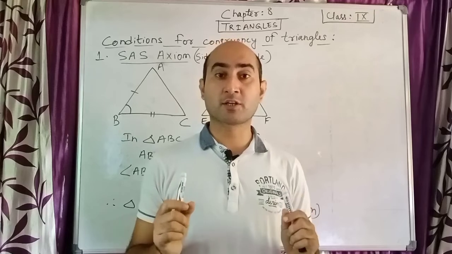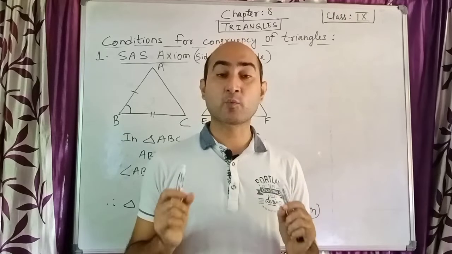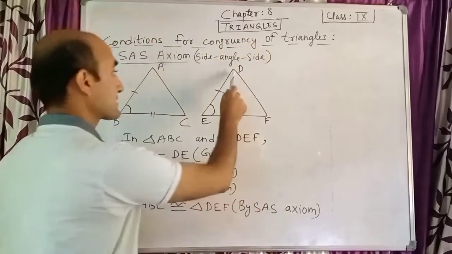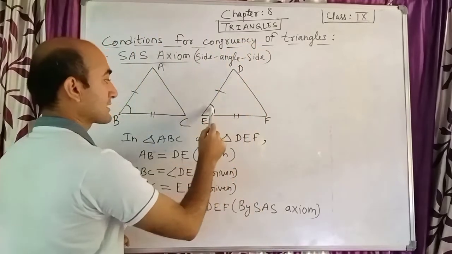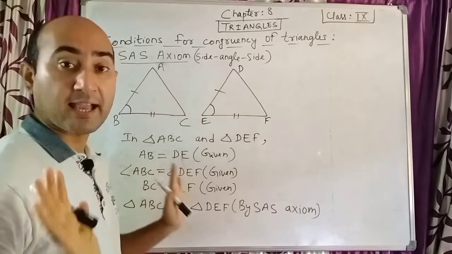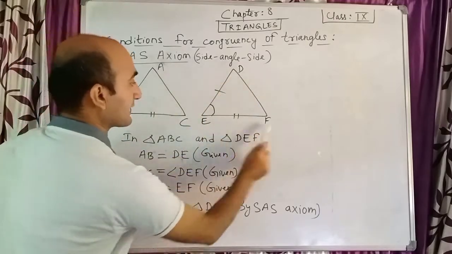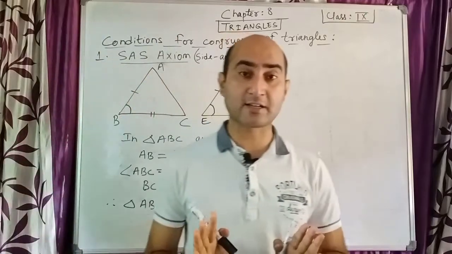As you all know, children, in a triangle we have three angles and three sides. You can say this is one angle, this is the second angle, this is the third angle. Three angles and three sides, DE, DF and EF.